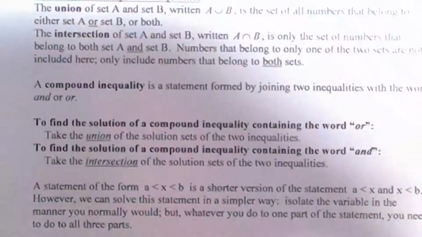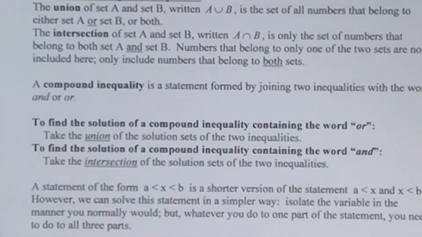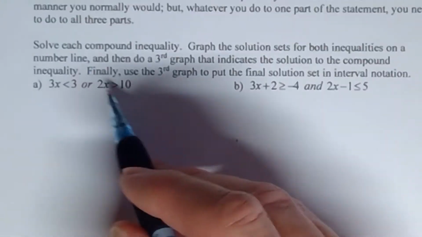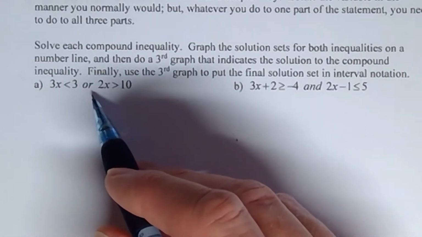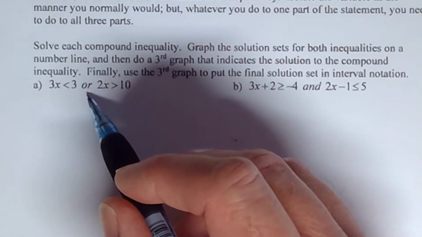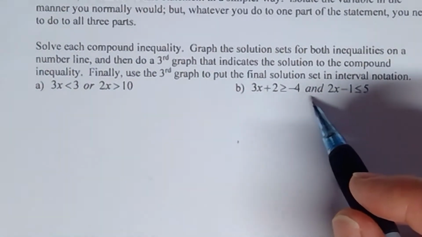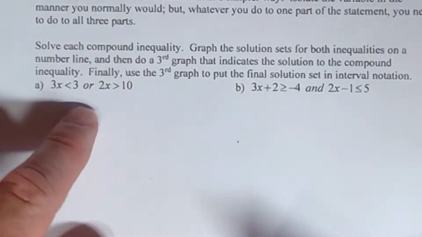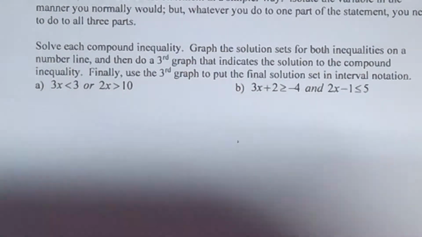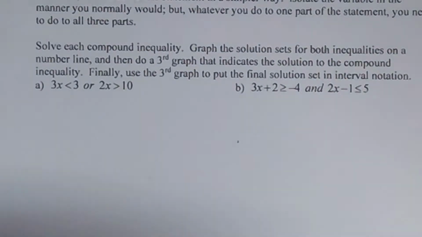Well, what we're going to be doing now is looking at two of those same inequalities together, and sandwiched between those two inequalities is either going to be the word or, or it's going to be the word and. So you're going to see one of those two words, or and. And those two words mean two totally different things.